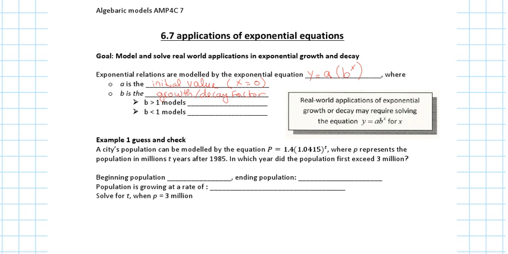If b is greater than 1, that means we have an exponential growth. And if b is between 0 and 1, then we say it's an exponential decay. Just clarifying, 0 to 1 means 0 point something. So if it's like 0.75 or 0.5 or anything that's 0 point something, that's an exponential decay. It cannot be exactly 0. It's between 0 and 1.